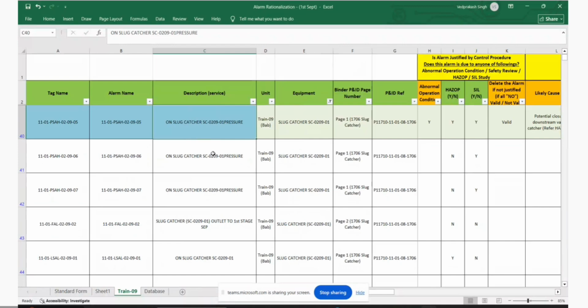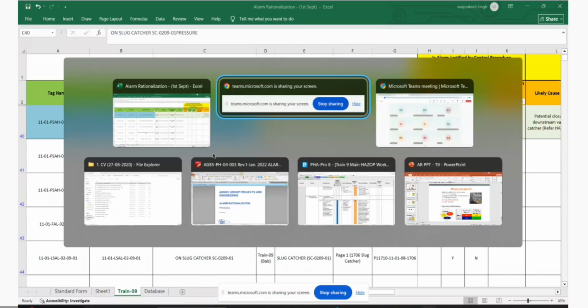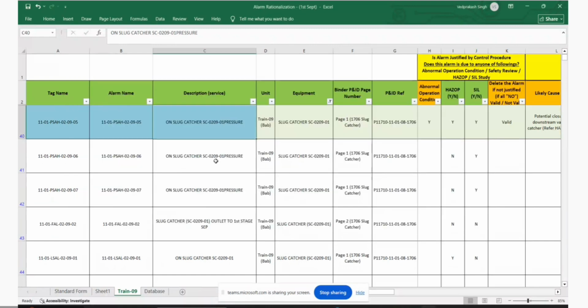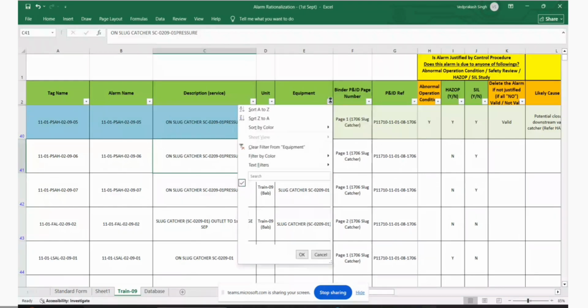Okay, with this PSH is coming from 3 transmitters, right? 2 out of 3 voting. Correct. There are more alarms in this same loop. What is the more alarm? 2 out of 3 voting. There is a deviation alarm. Correct. So how to assign this?